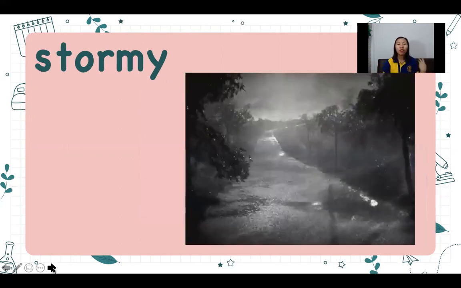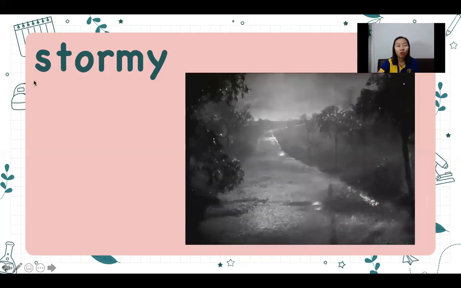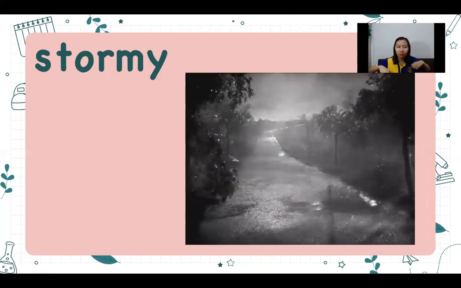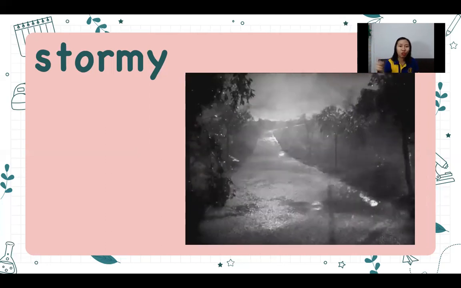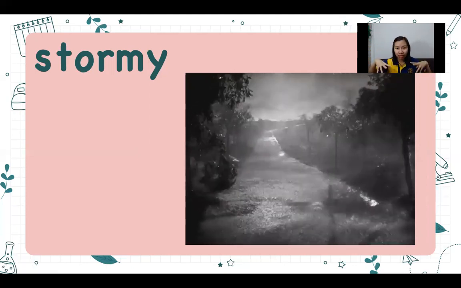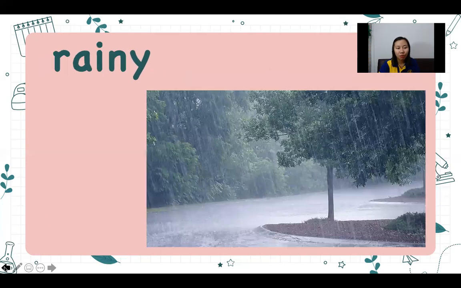And, oh, this one, we did not have this one before, but this is stormy. One more time, stormy. Okay, what is stormy? Stormy is like very heavy rain, very heavy rain with thunder and lightning. Okay. All right. So again, let's say it together.